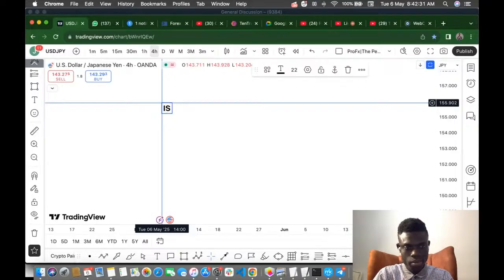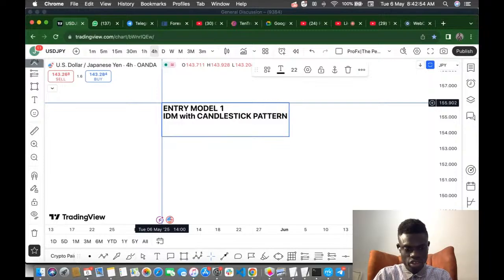So this is the IDM entry model. Entry model 1 is IDM with candlestick pattern, right? Then entry model 2 is IDM with SMC order block. And I showed you what happened in that.